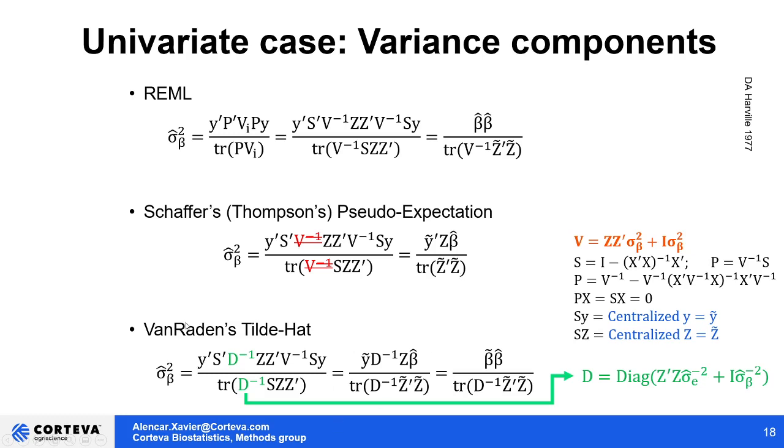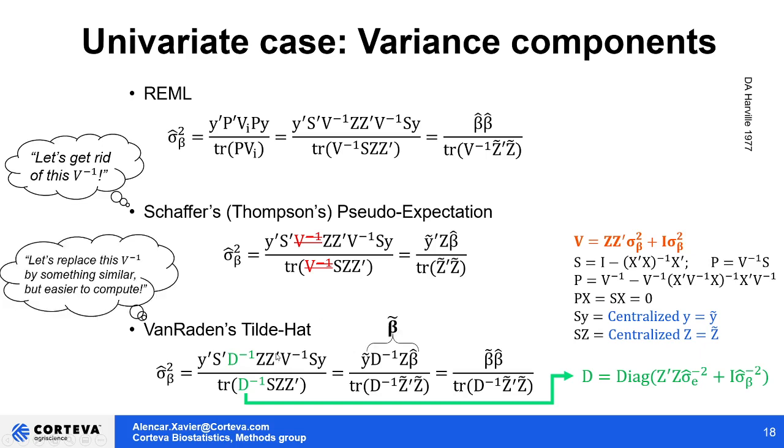And then we have Van Raden's method, which is a supposed improvement over Schaeffer's, where instead of removing V-1 altogether, you replace it by something very similar that he calls the D-1. So the method proposed by Van Raden is called the tilde-hat, because instead of being the beta hat, he proposed calling this component of the equation b tilde, which is similar to what the V-1 would look like, but in a simplified way of computing.